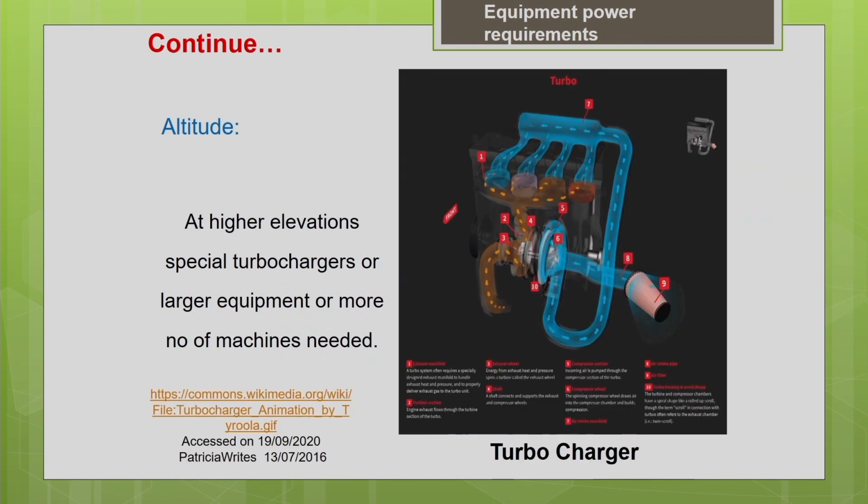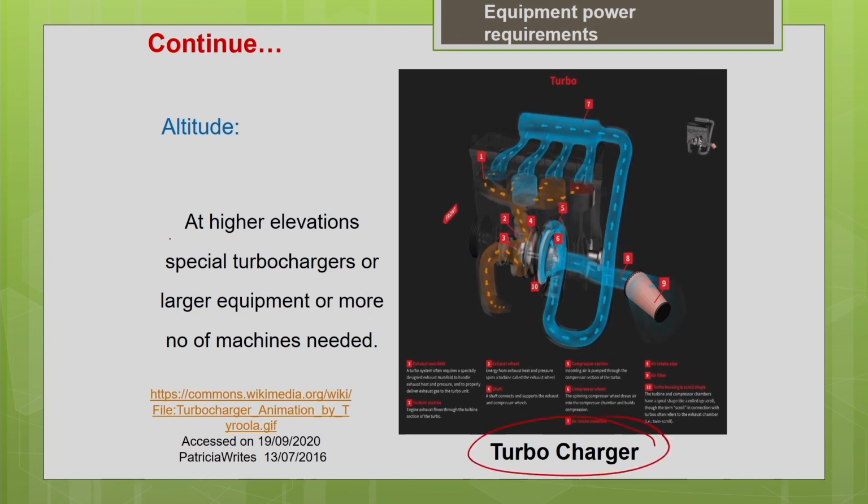I have shown you this picture in lecture 1, hope you remember. You can see this blue color indicates the air movement. There will be a compressor arrangement which will compress the air, supply the air and maintain the air to fuel ratio in the chamber. That is how the combustion process is not affected if you provide the turbocharger.